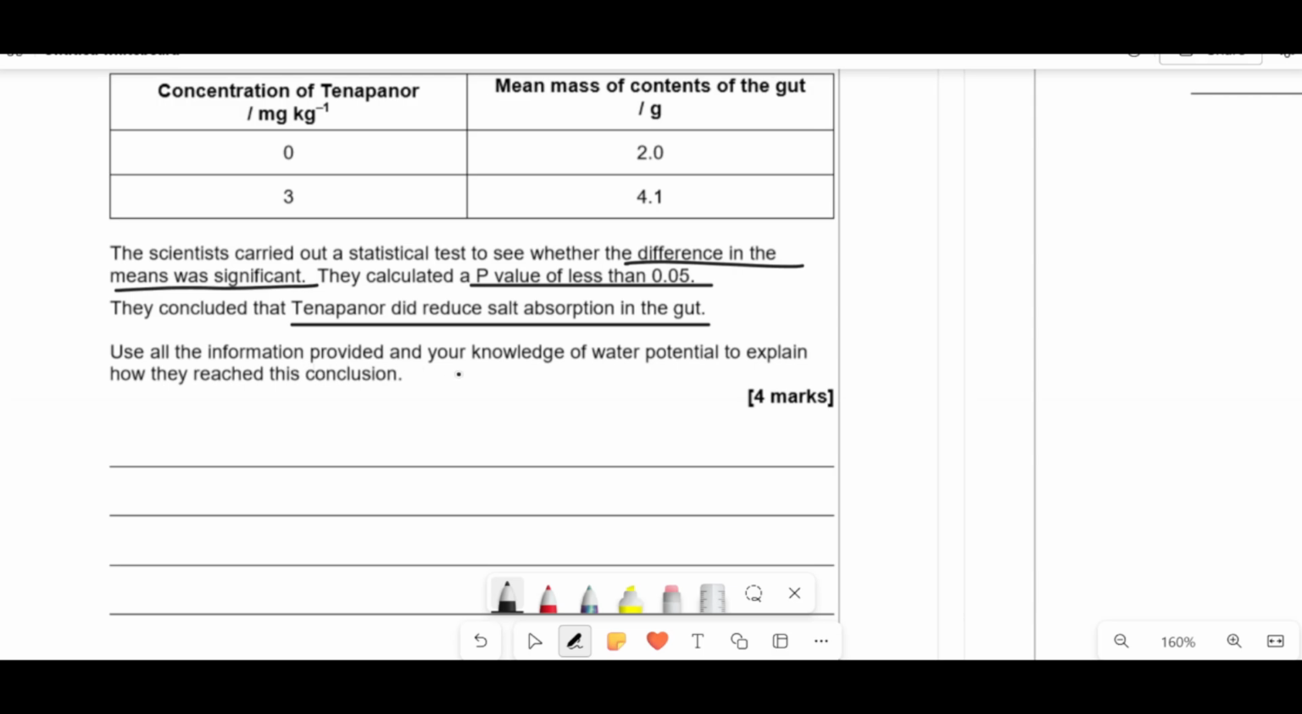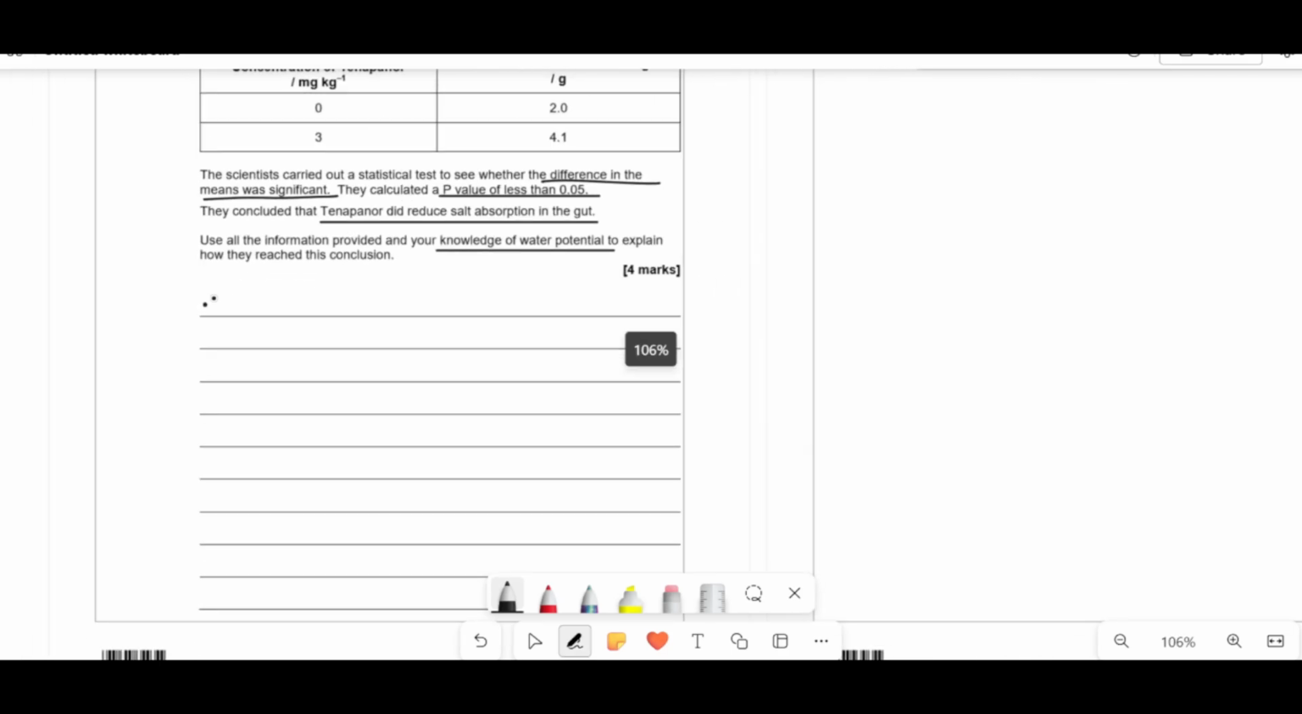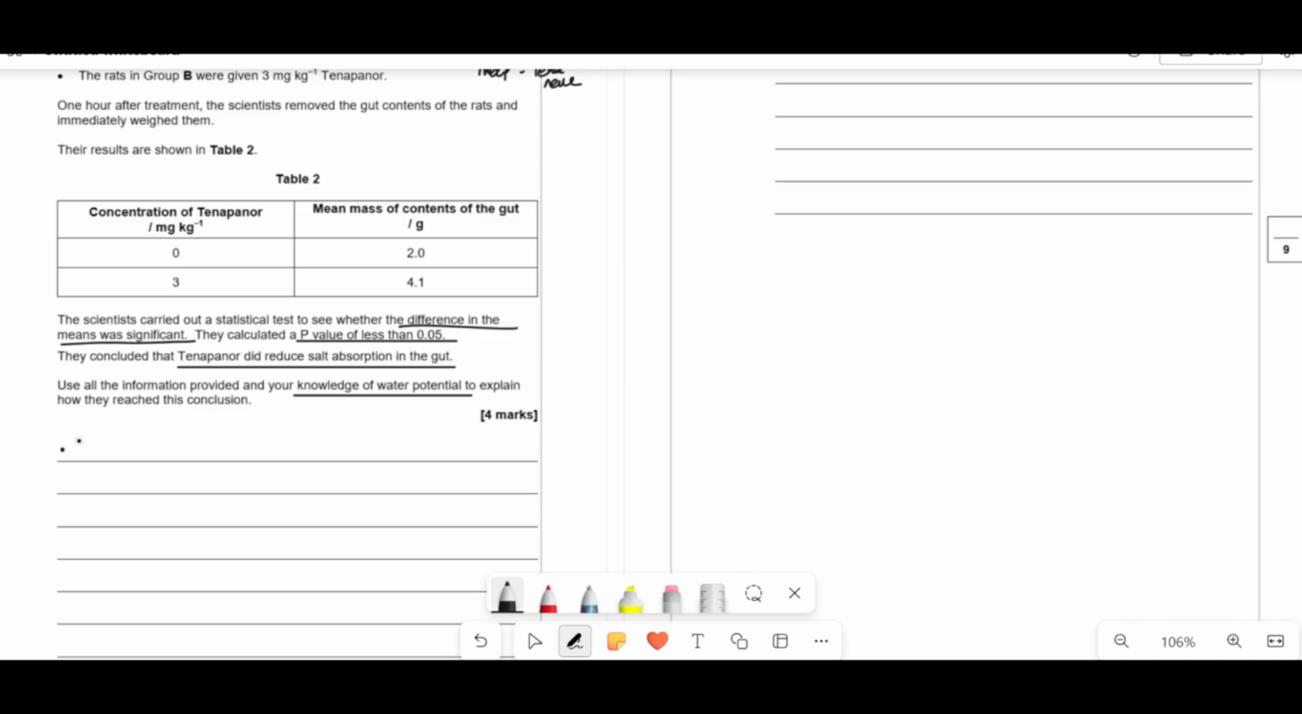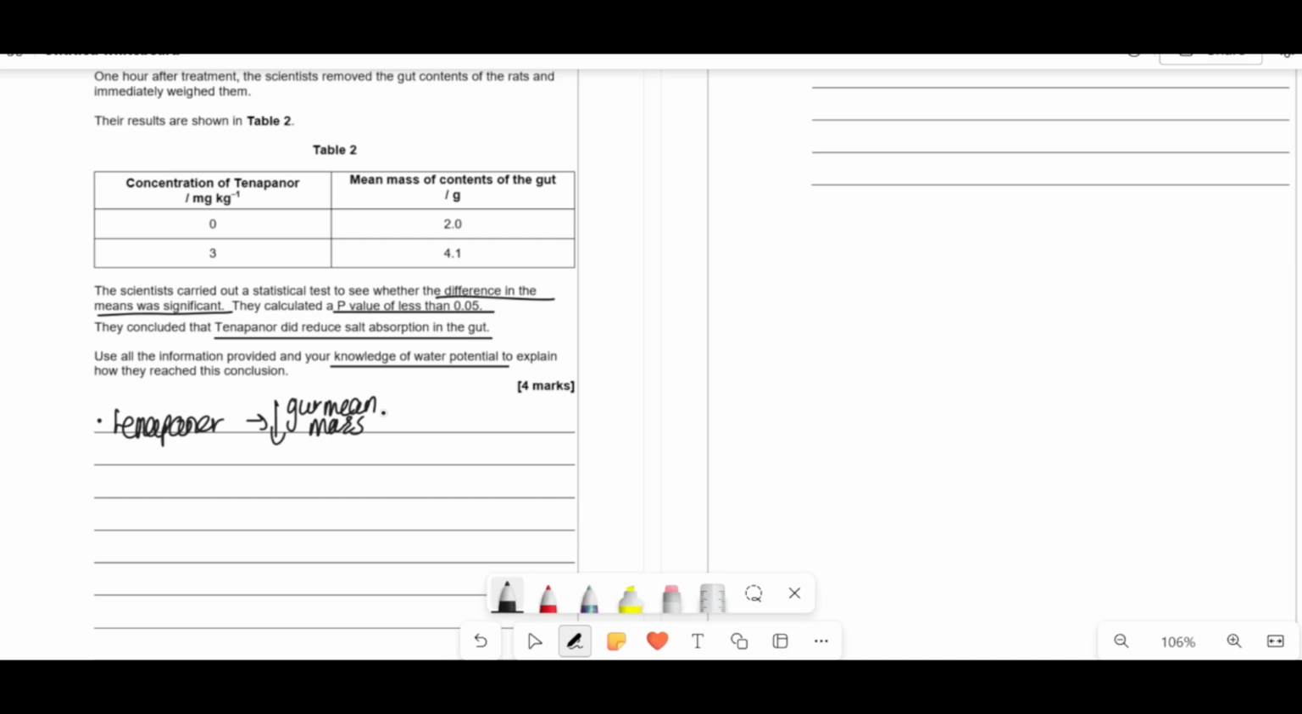Use all the information provided and your knowledge of water potential to explain how they got this conclusion. So start by describing what you see, and then you can put the gaps in. So they have said that you can see that tenapanor increases the gut mean mass. So there's one start. Now you need to look back at this whole thing. While we're here as well, this difference is significant because the p-value is less than 0.05. Therefore, the difference in the mean content was not due to chance. It's what the p-value is testing.